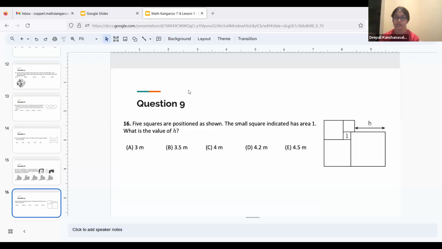How about Rakesh? Sorry, Neil. You can do the next one. Okay, so I think it's D. What I did is I honestly just estimated because I didn't know how to do it, and I think it's 4.2. Do you want to explain how you got 4.2? So I took the cube of 1 and placed it along the sides of H, and I got 4.2.